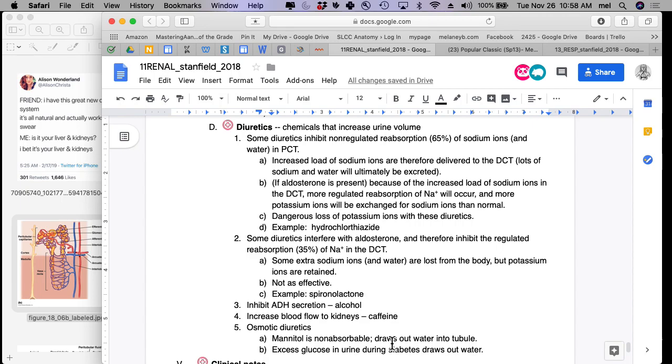So how about caffeine? We know that caffeine is a diuretic, right? Caffeine is a diuretic because it increases blood flow to the kidneys. So what does it do? Increase filtration, reabsorption, secretion?